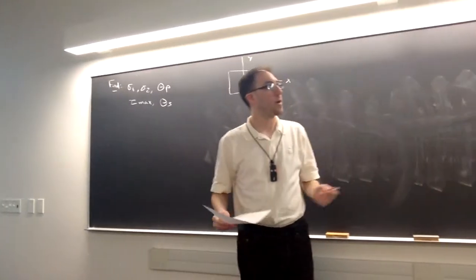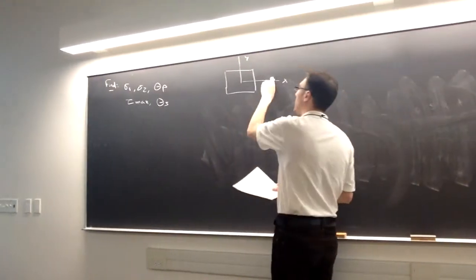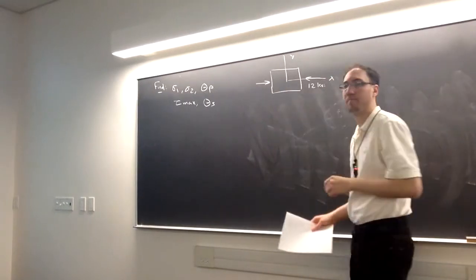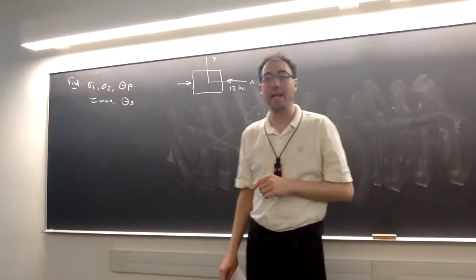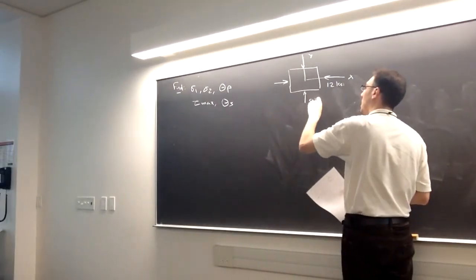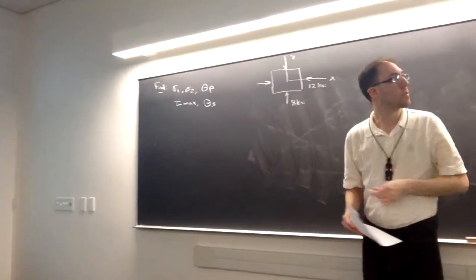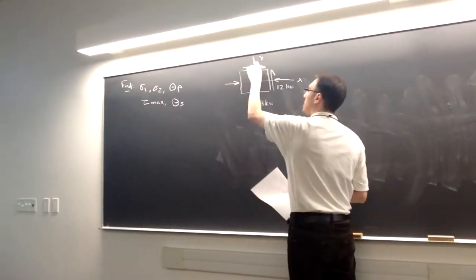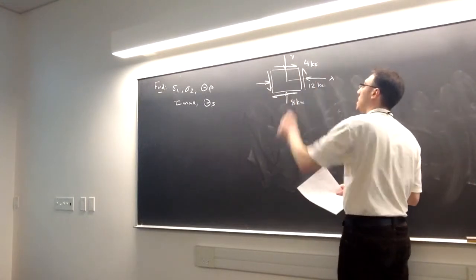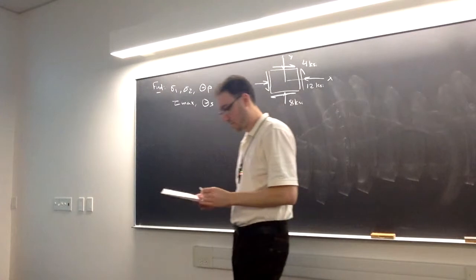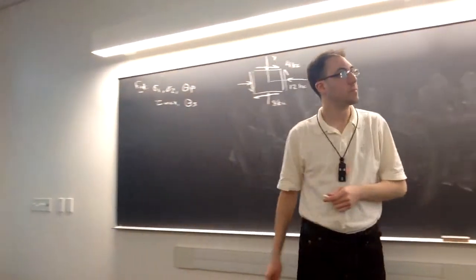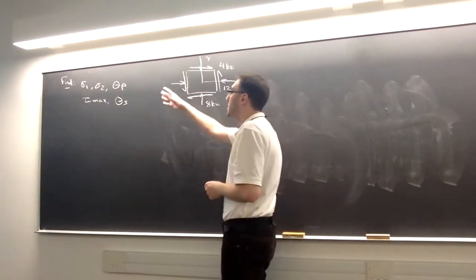So in our original orientation, we have a 12 KSI compressive stress on our X faces, 8 KSI compressive on the Y faces, and 4 KSI of shear stress. So we need to find all of these values.